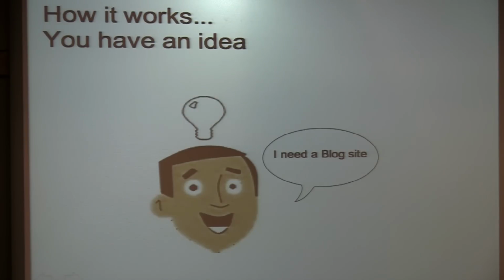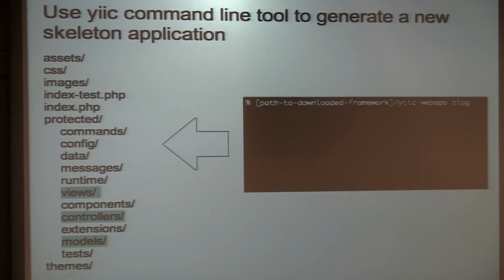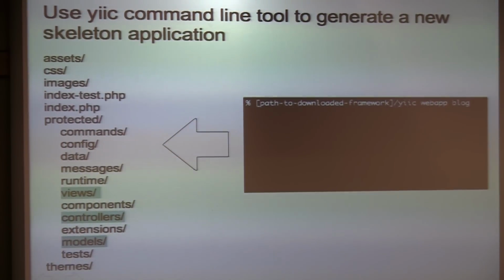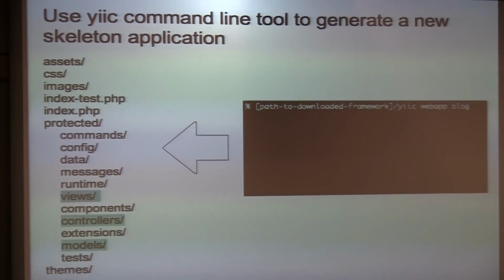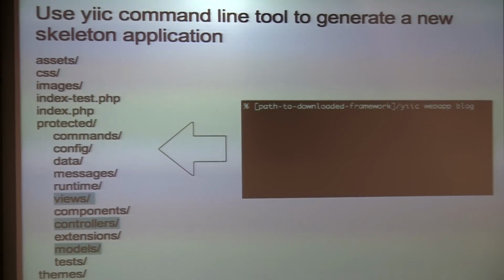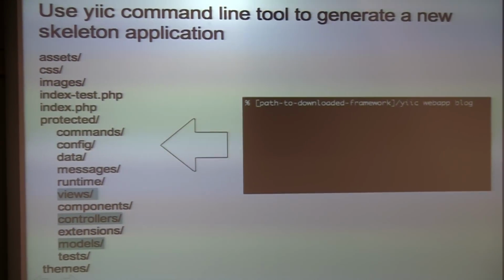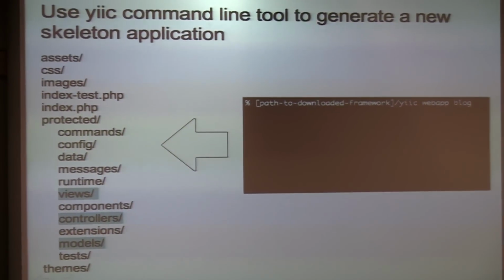So you might start off with Yii in this way. Say you have an idea to create a blog site. It's a killer idea. There's not enough out there. So after downloading the framework, which is just a set of files, it's a pretty simple step, you can use a Yii command line tool that will get you going in terms of creating a skeleton application. So a simple command line argument like that on the command line will generate this skeleton application.